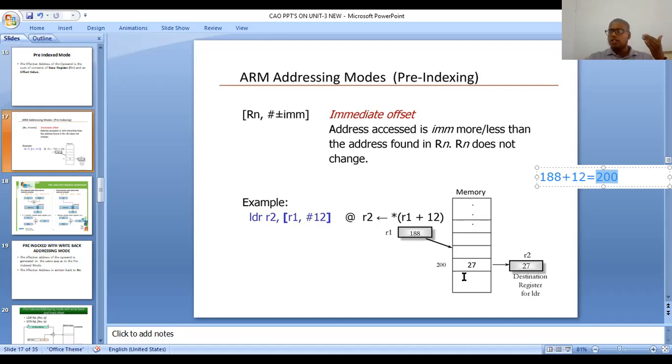As we discussed previously, whenever we encounter a load instruction, data is transferred from a memory location into a register. Here R2 is a register, and this entire thing is a memory location. This particular value 27 is dumped into the register R2. So this is about the pre-indexing addressing mode.